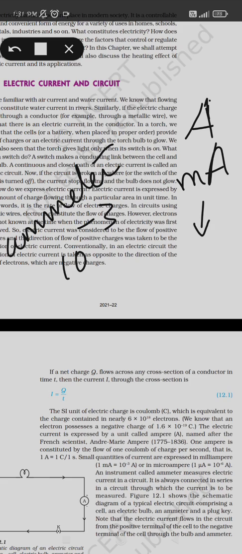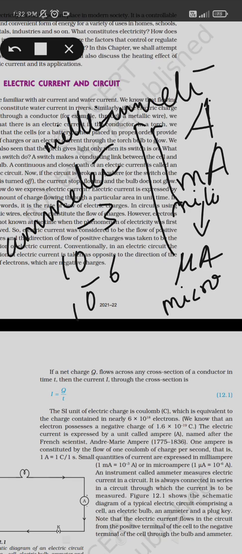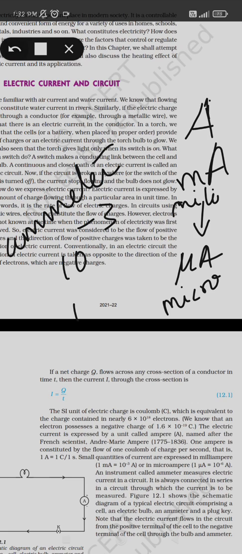And less than that is the microampere. This is milliampere and this is microampere. Milliampere is 10 to the power minus 3, and microampere is 10 to the power minus 6. So for milliampere and microampere, the ammeters are also changed: a milliammeter is used, and a microammeter is also used for the measurement of current in these units. Okay.